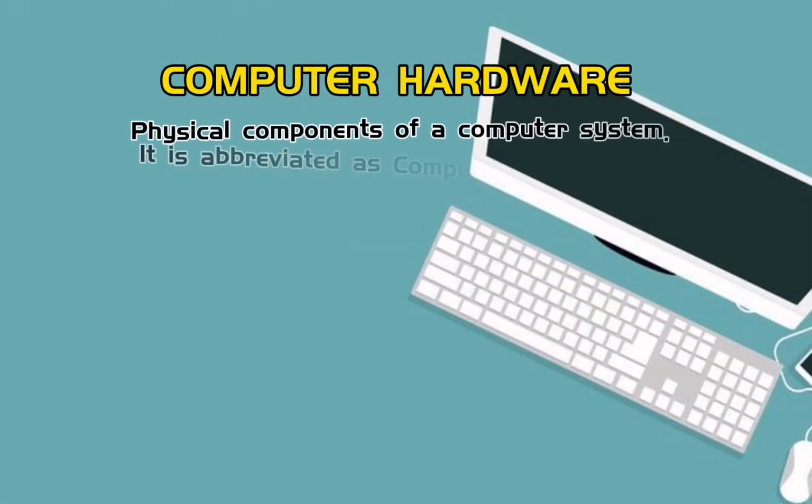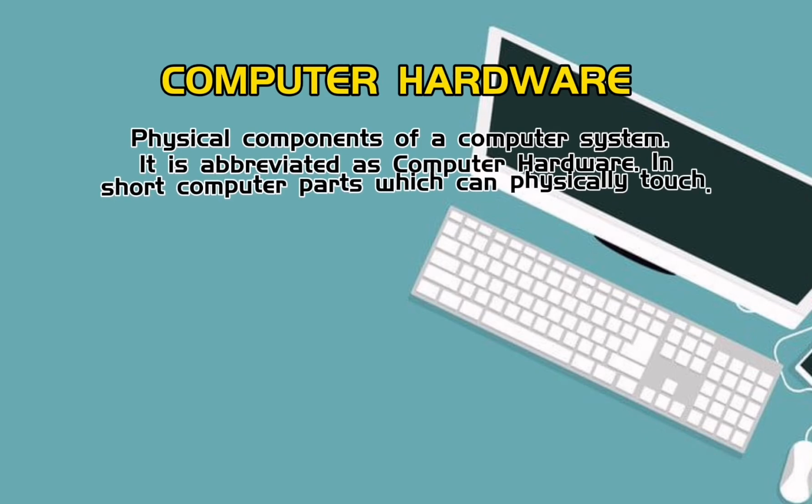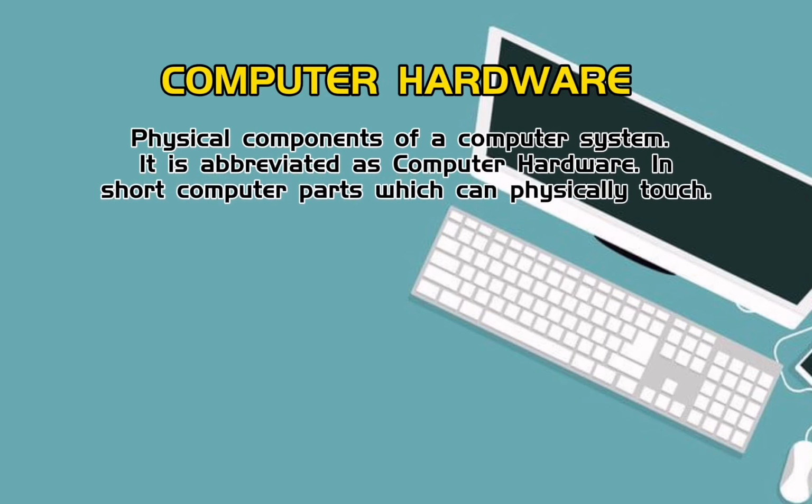Computer hardware. The physical components of a computer system. In short, computer parts which can be physically touched.